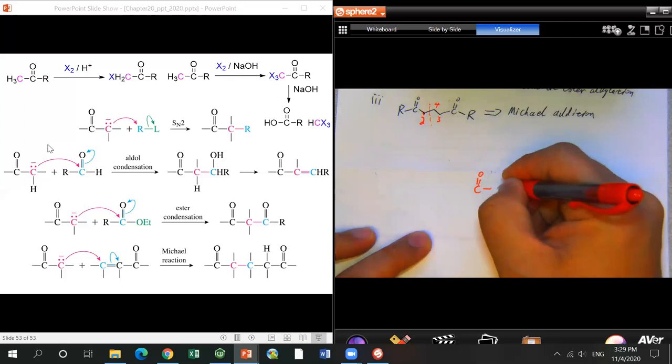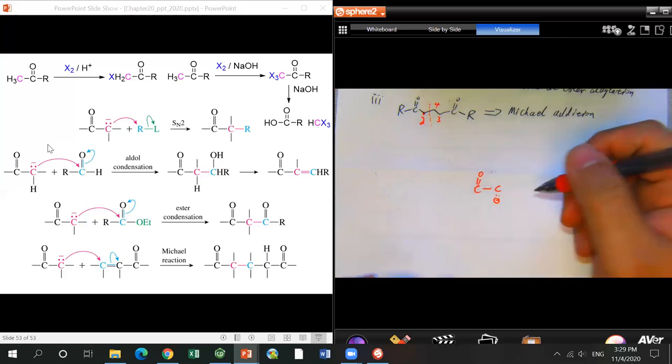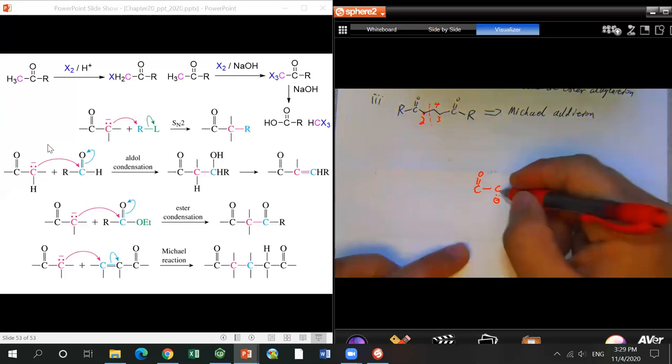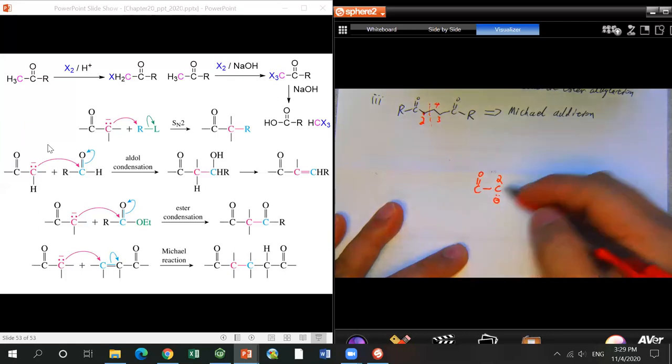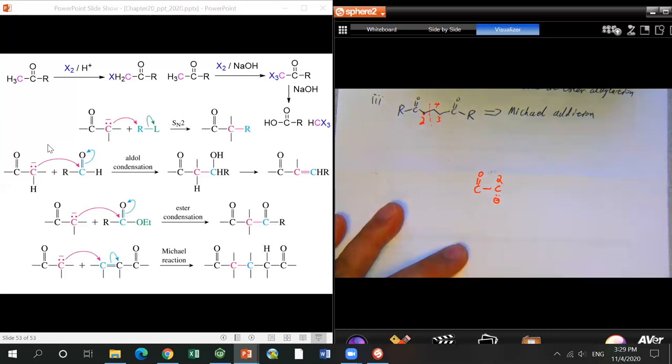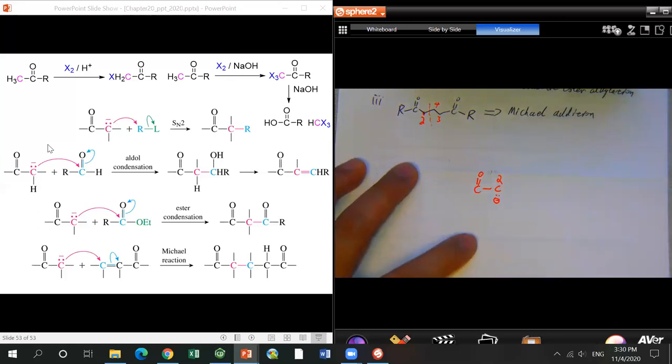So all of it involves the enolate, sometimes the enol. So all based on this guy. This one acts as a nucleophile to do all kinds of reactions. And reaction one is halogenation.